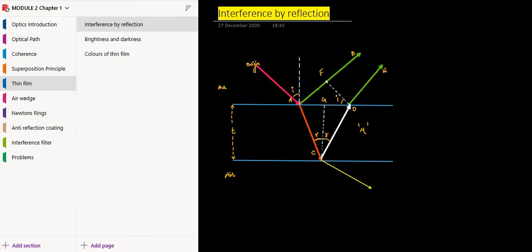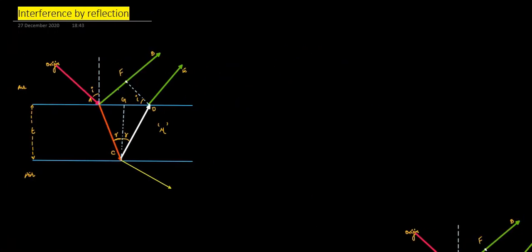In the previous classes, we already discussed optics. What is optics and what are we going to study? We discussed optical path, coherence and the superposition principle. So in this class, we are going to discuss something really interesting. We are going to discuss the color formation of that.